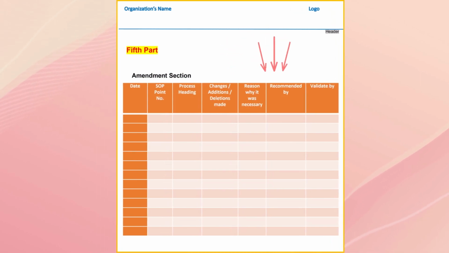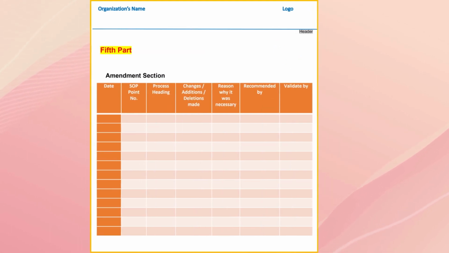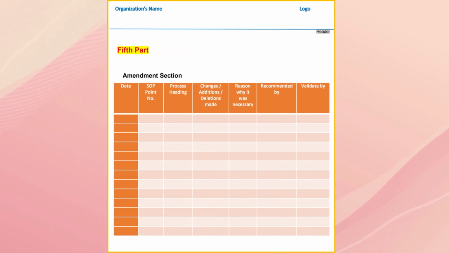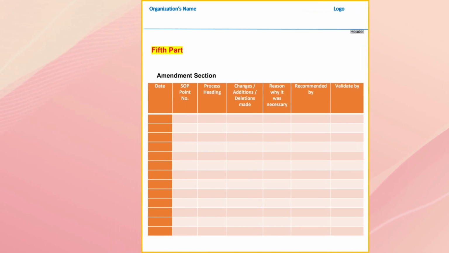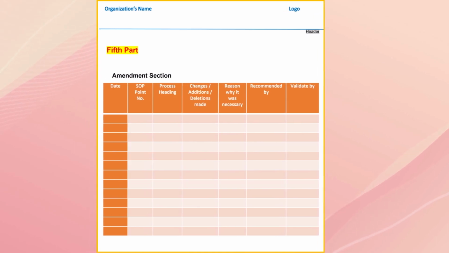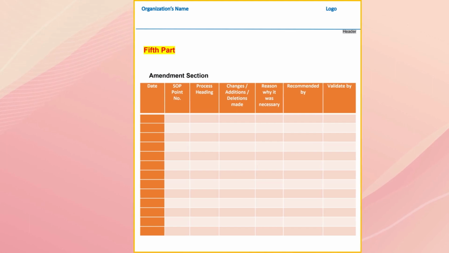You can create a table and enter the details in that table. In each column of the table, create a separate heading for the parameter that you want to capture. For example, point number and heading in which action is desired, reason why this action is being taken, date when this action was taken, the action was recommended by.